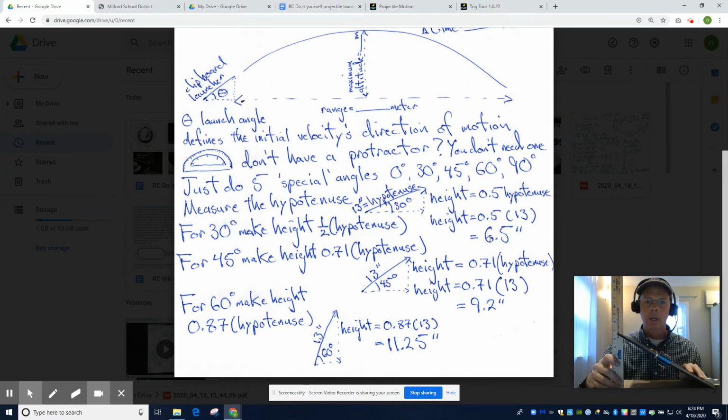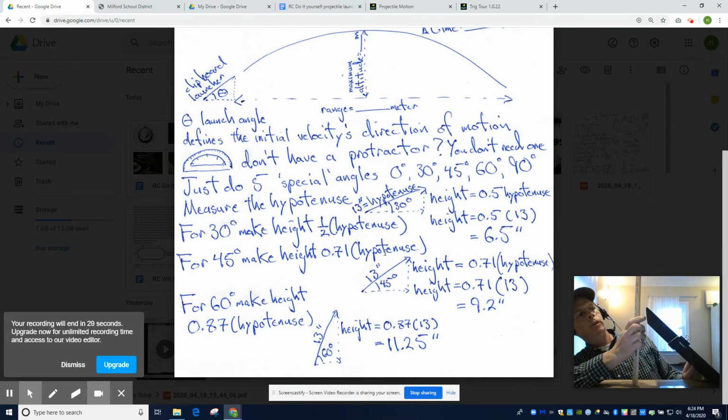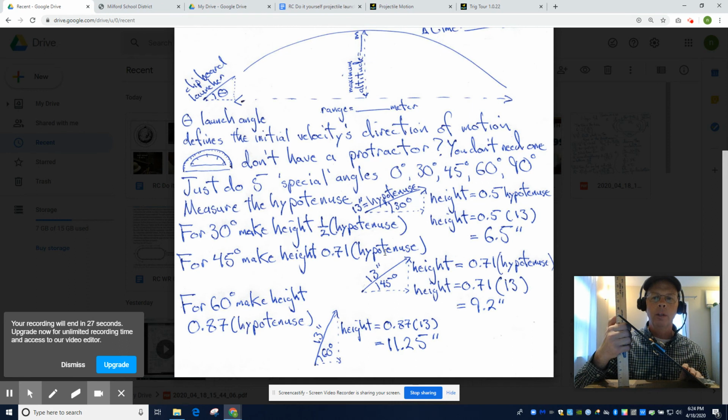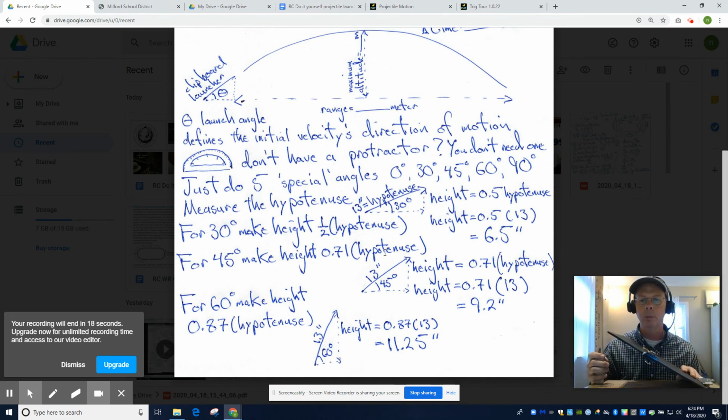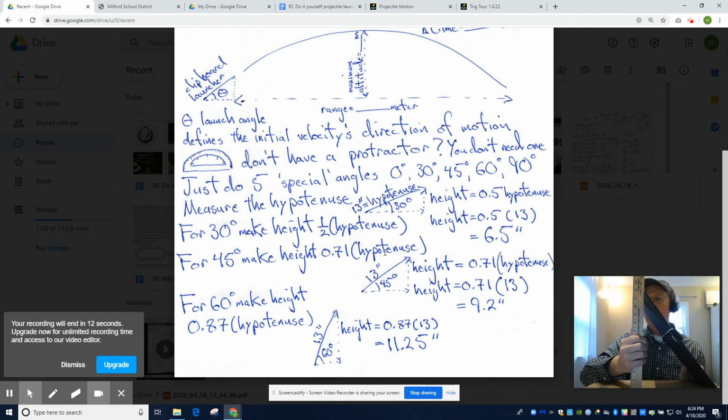No protractor. How about 45 degrees? Well, that ratio is different. It's actually root 2 over 2, approximated to 0.71. So 71% of the hypotenuse is the height of this triangle, which is 9.2 right there. That's 45 degrees. How about 60 degrees? Well, that ratio is root 3 over 2, or 0.866, or 0.87. What's 87% of 13? 11.25. So right there, that's a launch angle of 60 degrees. And honestly, those ratios are the only calculation for this experiment. So there's the sample calculation.